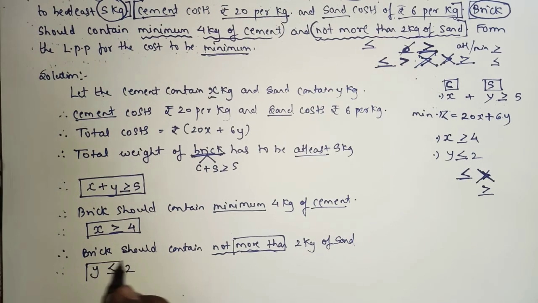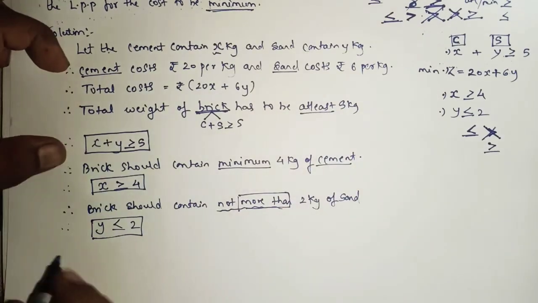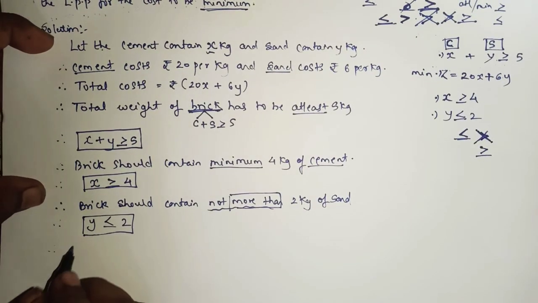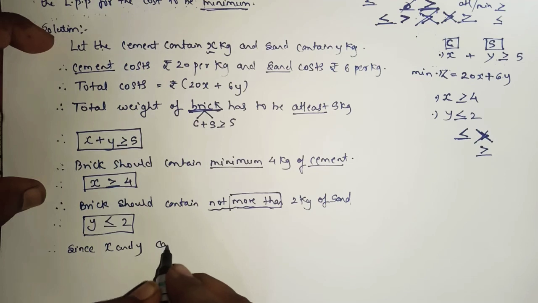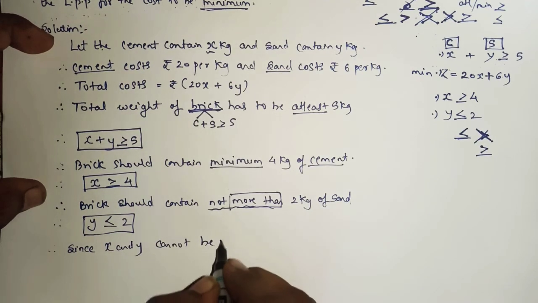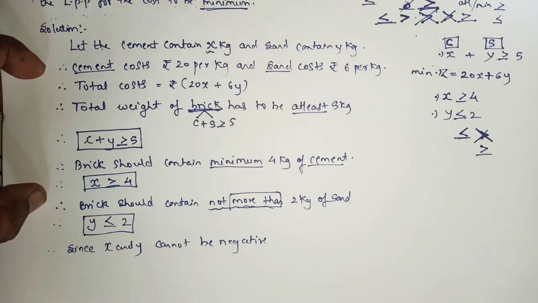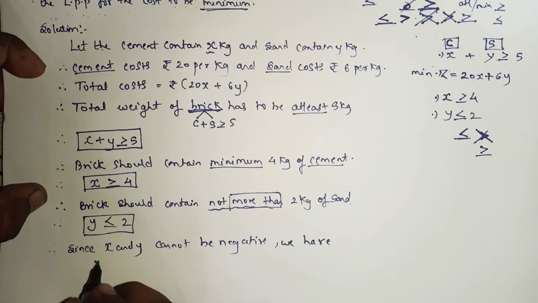So here we got the third equation, a linear inequation also. After this we'll write, since x and y cannot be negative, hence it cannot be negative. Yes or no? So we have x greater than 0 and y greater than 0.